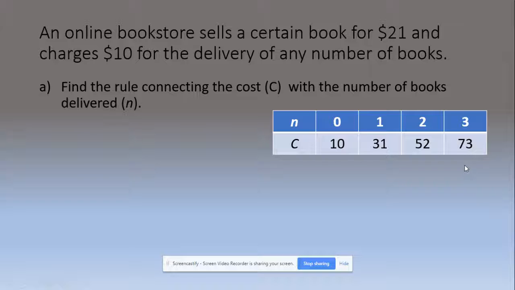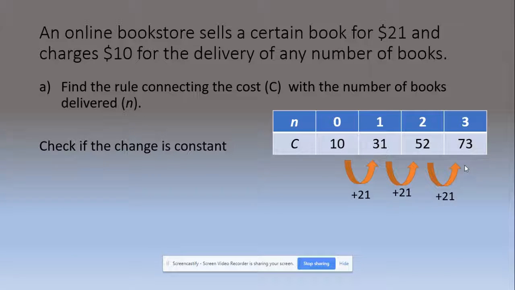So what you do next is what we did the last time, check if your change is constant. Between 10 and 31, you had to add 21. Between 31 and 52, you had to add 21. And between 52 and 73, you had to add 21. Therefore, straight away, what is our gradient? Our gradient is going to be 21.